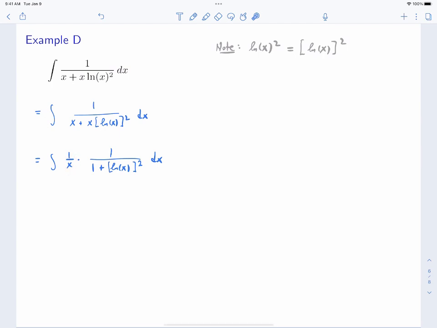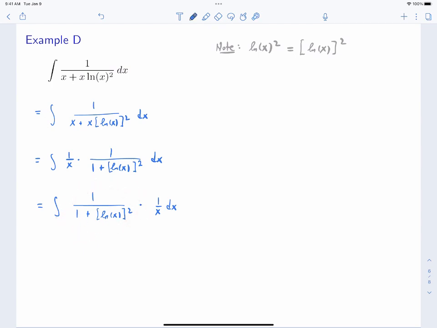Now, notice what I've done here is I've just factored out that x. So x times 1 is x, and x times ln of x quantity squared is that term right there. What I want to do is take this 1 over x and put it next to the dx. So this is going to be the integral of 1 over 1 plus ln of x quantity squared times 1 over x dx. Let's ask ourselves, what rule does this look like now? Well, the key is this term right here, 1 over 1 plus something squared.